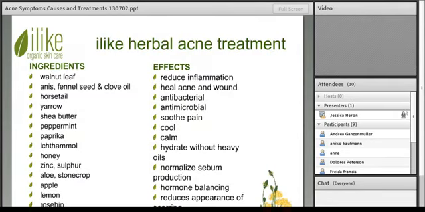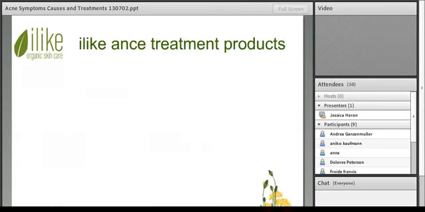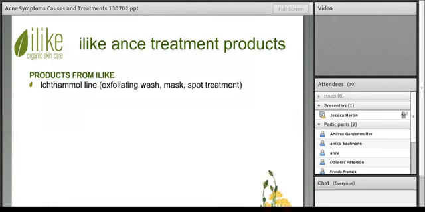So the overall benefits are just kind of those things I overviewed, and that's going to be the next thing that pops up here. I'm sorry, I went past it a little fast there. But the overall effects of all of these herbs are to help reduce inflammation, heal the acne and the wounds. They're very antibacterial, very antimicrobial, soothe pain, cool, calm, hydrate without heavy oils, normalize sebum or oil production, hormone balancing, and reduce the appearance of scarring.